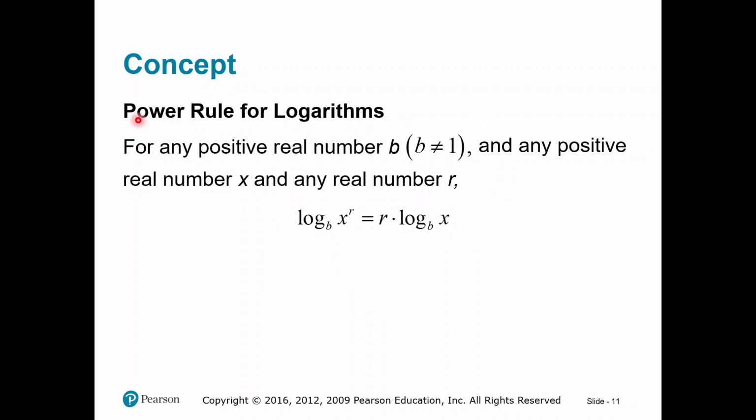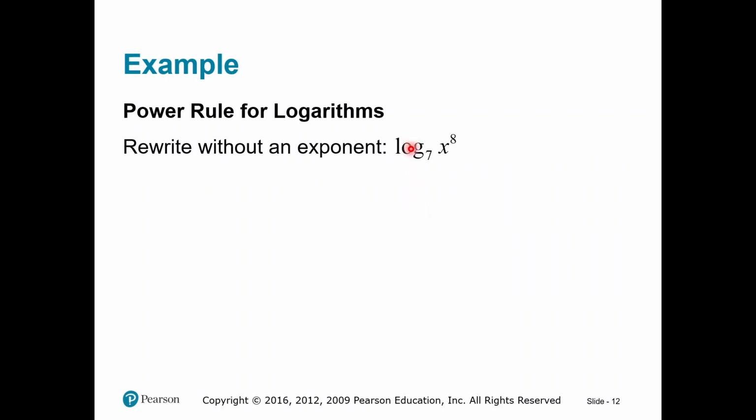Another rule, which is the power rule. And so if I have the log base b of x to the power r, therefore we have the power rule. So we take the r, which is the power, times the log. So in this case, the log of x to the r of base b is r times the log of x base b. So for example, the log of x to the 8 base 7, that is 8 times the log of x base 7.